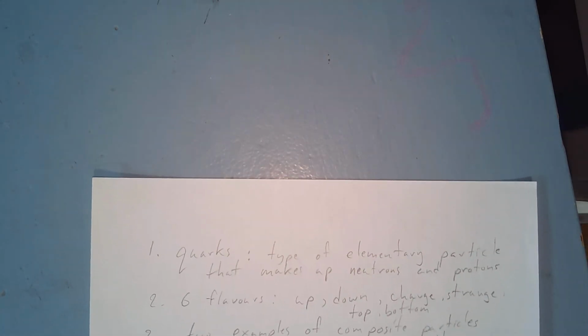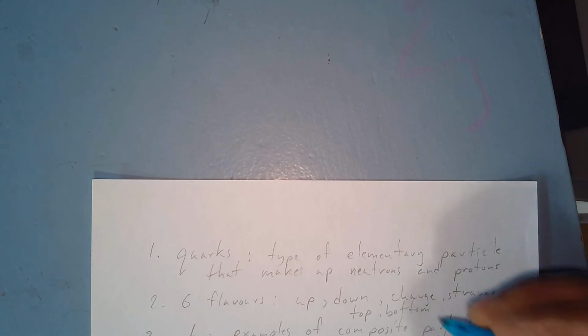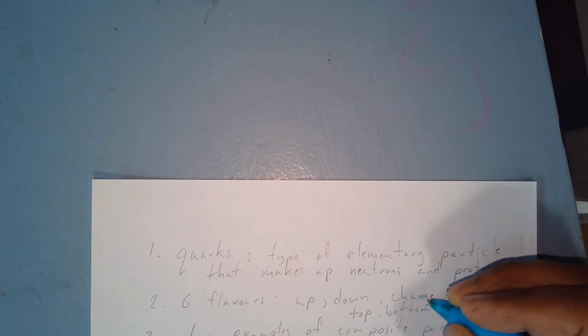Number one asks what quarks are. They're a type of elementary particle that makes up neutrons and protons, and we'll look at how that occurs in just a moment. Number two, the flavors. This is basically how we characterize the different types of quarks. They're set up in categories: up, down, charm, strange, top, bottom. I should say charm, not charge.